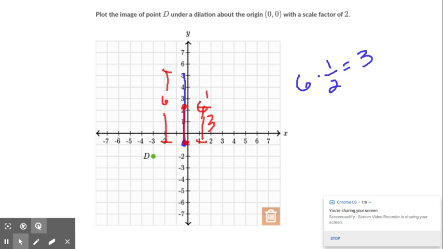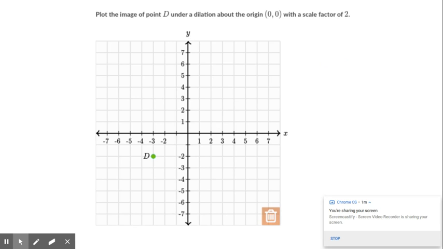Next up, plot the image of D under a dilation of 0, 0 with a scale factor of 2. Okay, now with this one, if we take a look, not only did they move the point off the axis, but now we have to look at this in terms of both horizontal change in distance and vertical. So what do you have to do to get from the origin, which is again right here, to D? So I have to go down 2, left 3.